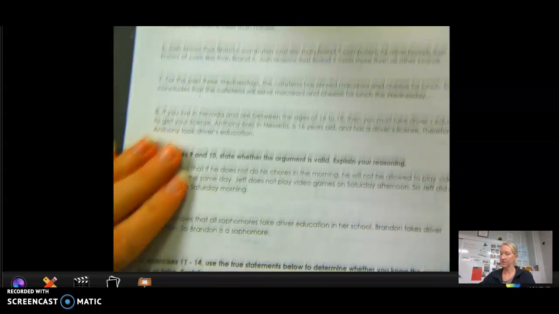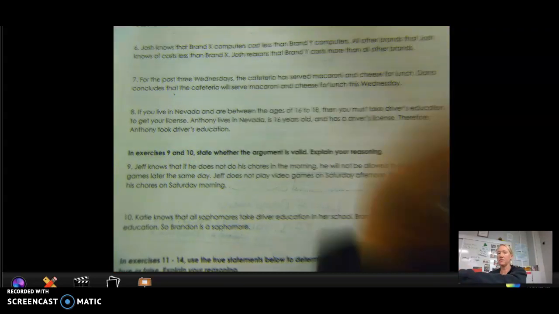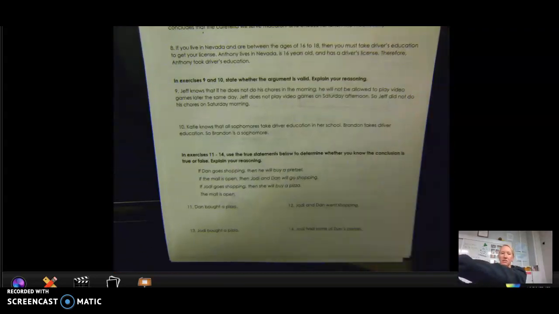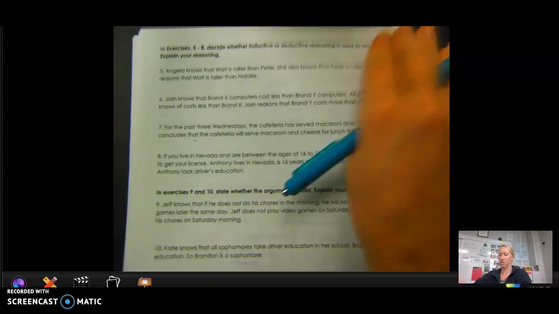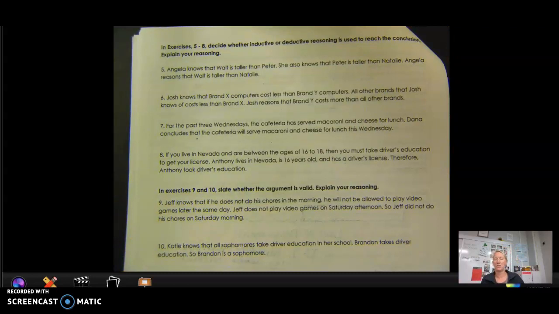In examples 5 through 8, decide whether inductive reasoning or deductive reasoning is used to reach the conclusion. So inductive is patterns, deductive is rules. I want you to pause me and decide if it's inductive or deductive on these, and then unpause me when you are done. Okay, number 5.